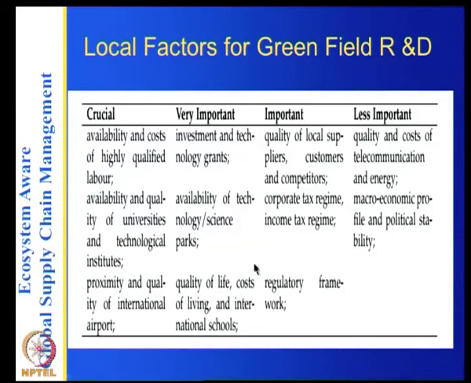Quality of life, cost of living, and international schools. Because qualified scientists may not want to move into an area which does not have schools, because ultimately the family becomes important. So if you want to locate your greenfield lab in a place where there are no schools, people may not move. Important as well are the quality of local suppliers, customers, and competitors, corporate tax regime, income tax regime, and regulatory framework, and so on. Less important are the cost of telecommunication and energy, microeconomic profile, political stability, and so on.